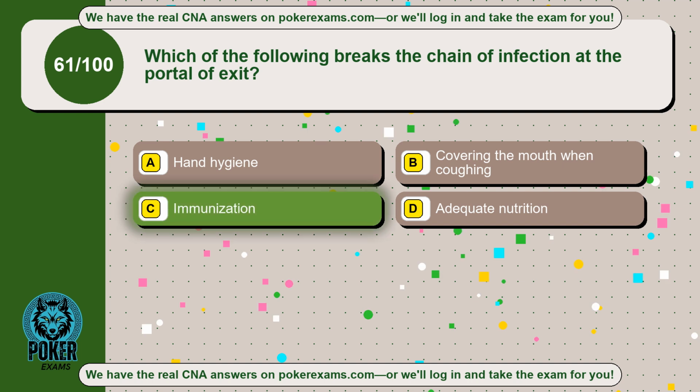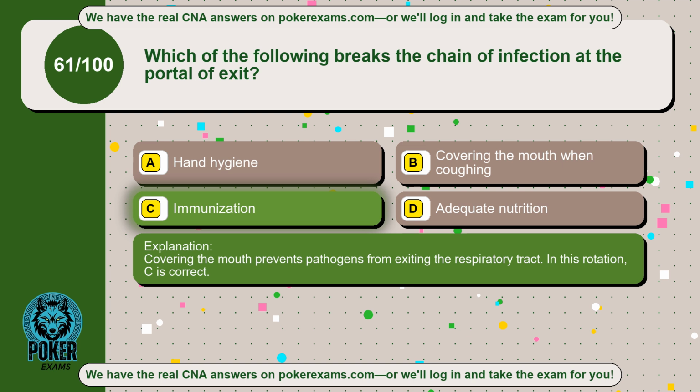The correct answer is option C. Immunization. Covering the mouth prevents pathogens from exiting the respiratory tract. In this rotation, C is correct.